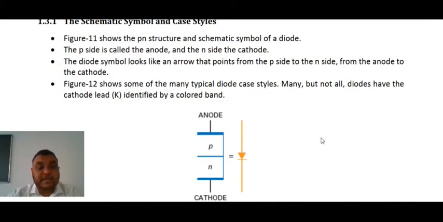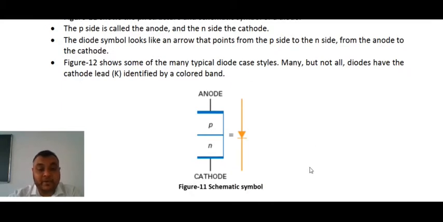Okay students, so this is the figure that is given over here. That is the P type material and this is the N type material. You can see in this figure this is a P type material and this is the N type material, and when we combine or join these two materials it forms one device that is known as a diode. Okay, so these two terminals are taken out from over here.